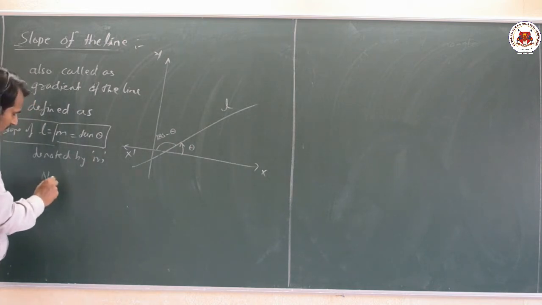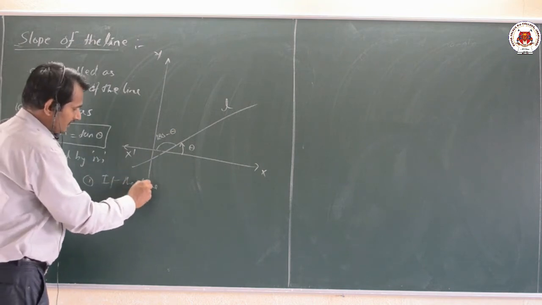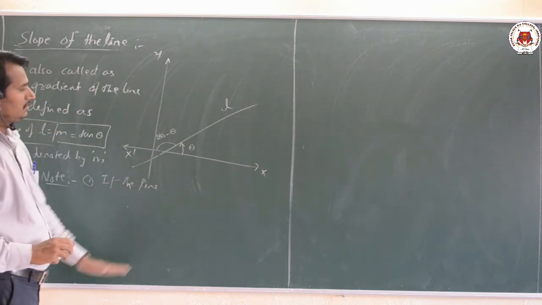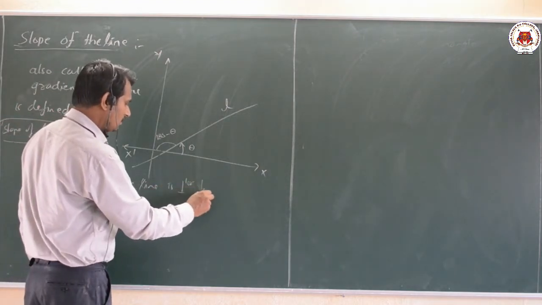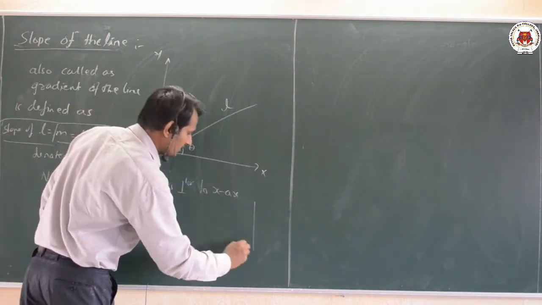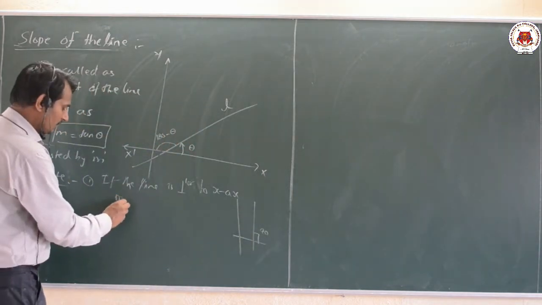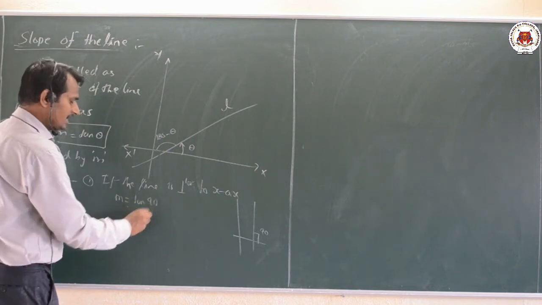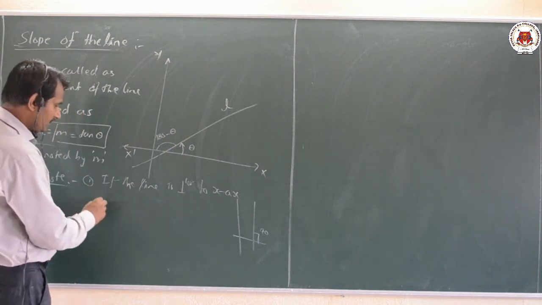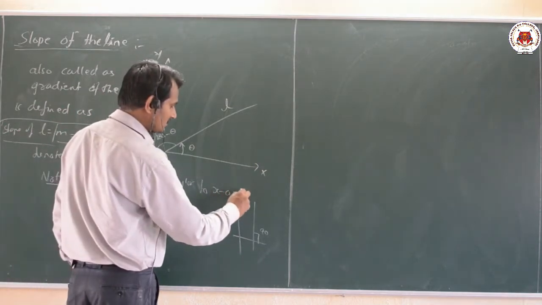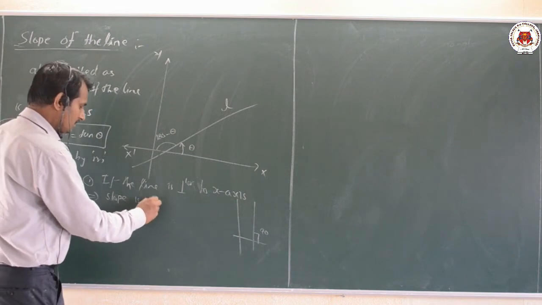The first note is: if the line is perpendicular to the x axis, this is our line and this is our angle, that means the angle makes 90 degrees. Therefore m is equal to tan of 90 degrees, theta will be 90. The value of tan 90 degrees is not defined. So for a line perpendicular to the x axis, the slope is not defined.